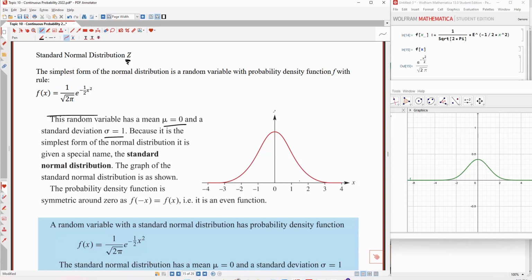Okay, now you notice here that we've got 1 there, 2 there, and we've got 3 there. So we can see that roughly all of the values, or nearly all of the values, fall between 3 standard deviations to the left and the right of the mean. So it's given the name standard normal distribution. The graph is shown.